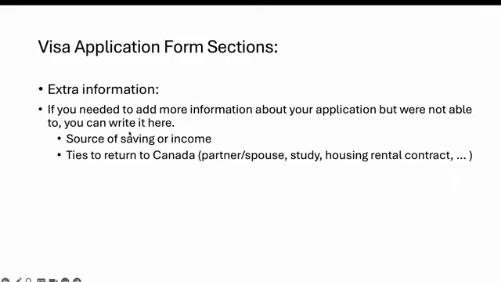Put sources of savings or any incomes you have. Try to put ties that show you are returning to Canada, like if you have a partner or spouse, if you're currently enrolled in a study program as a student, or housing or rental contracts, mention them. You have a 1000 word limit here, so go through everything you need to add to make your file much more appealing and justifiable.